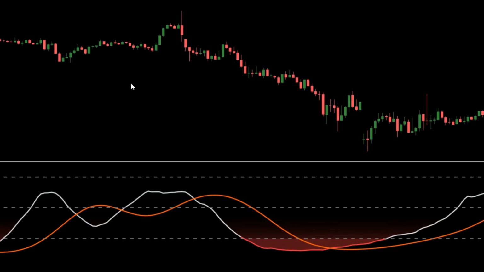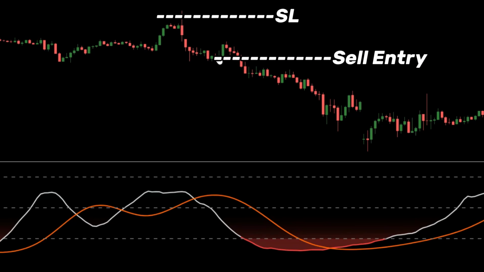First, the Ultimate RSI line crosses below the orange signal line, showing that the market may start moving down. Then we make sure the RSI line is below the midline at 50. When both conditions are met, we can enter a sell trade. The stop loss goes just above the most recent swing high, and the take profit is again set around 1.5 times the stop loss distance. If the market continues downward, our trade reaches the take profit safely.